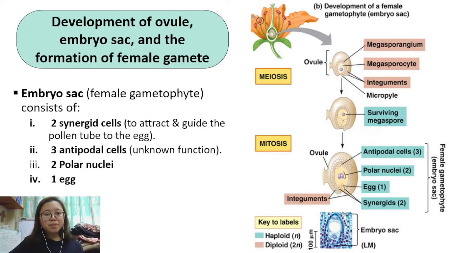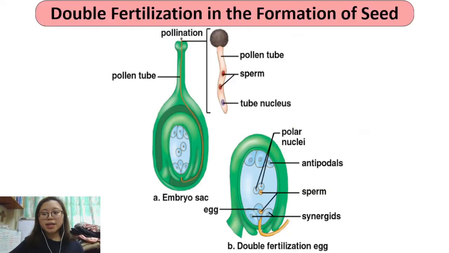Sekarang kita akan cakap pasal apa yang berlaku bila yang jantan dan betina berjumpa, iaitu double fertilization in the formation of seed. So this thing about double fertilization, it's unique to flowering plants. Tumbuhan yang berbunga saja yang akan ada double fertilization ni, and it will give a bit of advantage to the plants, okay? Dia akan memberikan kelebihan kepada tumbuhan yang flowering plants. We'll talk about more of that later. Let us first learn what is double fertilization.